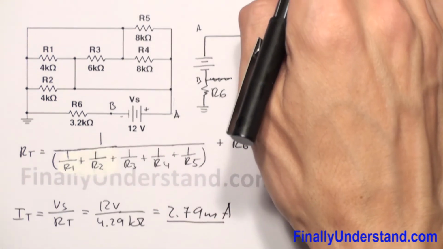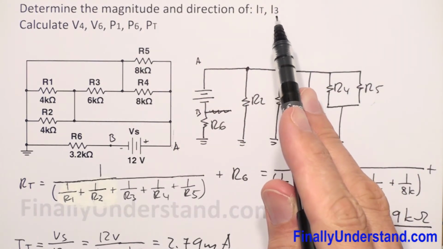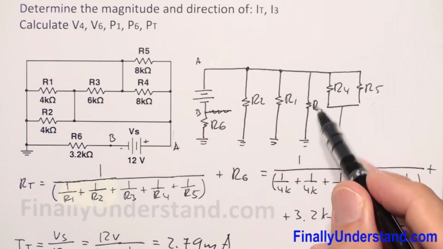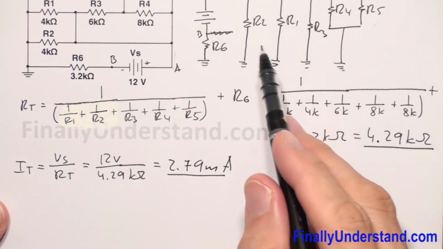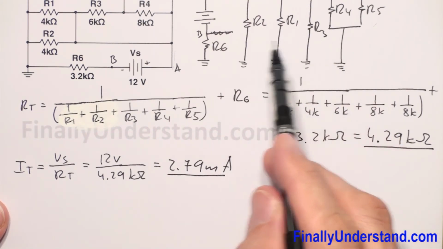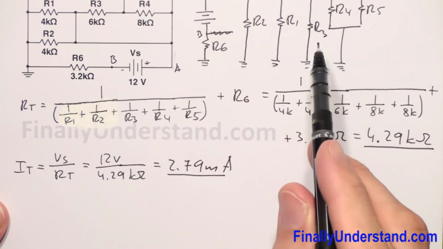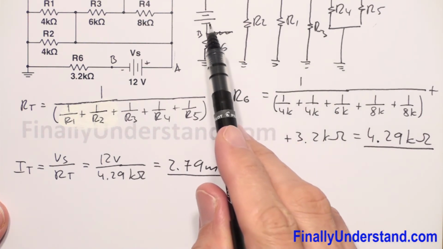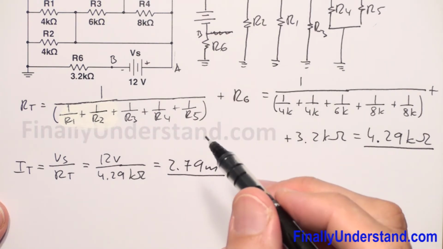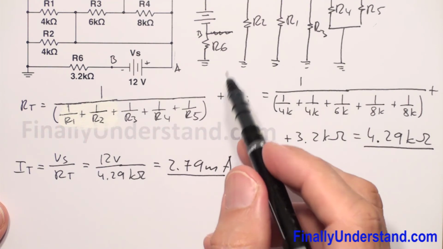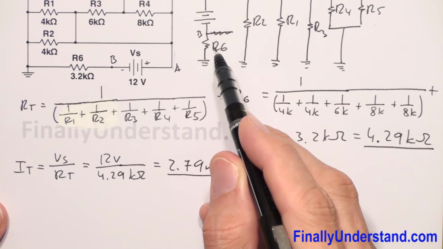Next, I'm supposed to find I3. I3 is the current which goes through resistor R3. You're supposed to realize that all these 5 resistors are connected in parallel, so the voltage across all of them is going to be the same, but don't be fooled, okay? This is not going to be equal to the voltage source because I have this resistor. So what I have to do first is simply calculate the voltage across this resistor.